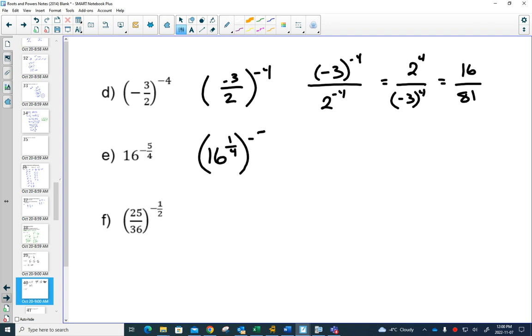What am I going to do with the negative here? I would probably do the 1/4 first, because it makes my life easier. 16 to the 1/4 is the 4th root of 16. Is there a number times by itself 4 times that's 16? 2. So now this becomes 2 to the negative 5, which is 1 over.